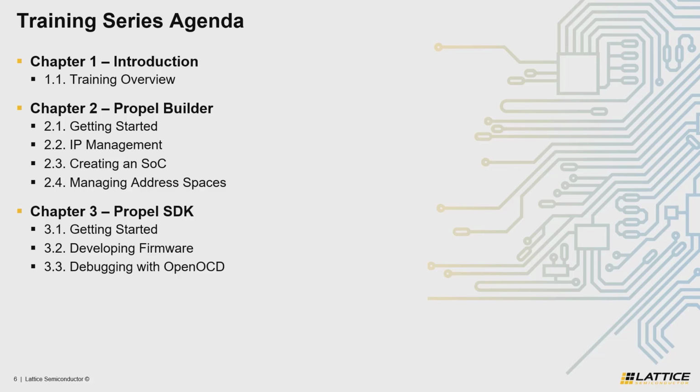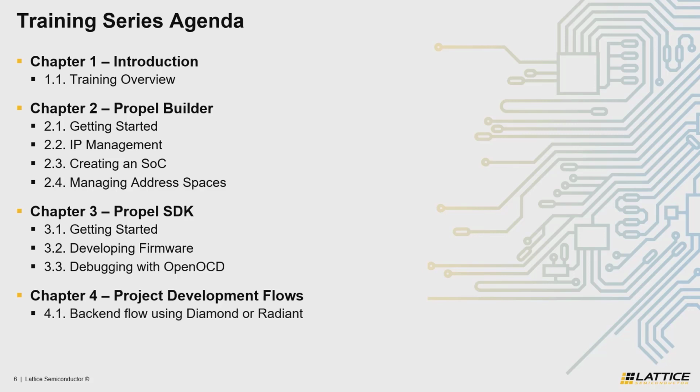Finally is Chapter 4 of the training series, which will focus on project development flows in Propel Builder and Propel SDK, where we will begin with Section 4.1, Backend Flow using Diamond or Radiant. After that is Section 4.2, Simulating an SoC project, where we will go over the flow for simulating Propel projects. Finally, in Section 4.3, Project Scripting with Tickle Commands, we will discuss the process for automating certain aspects of the Propel Builder project development flow using Tickle Commands and Tickle scripts.